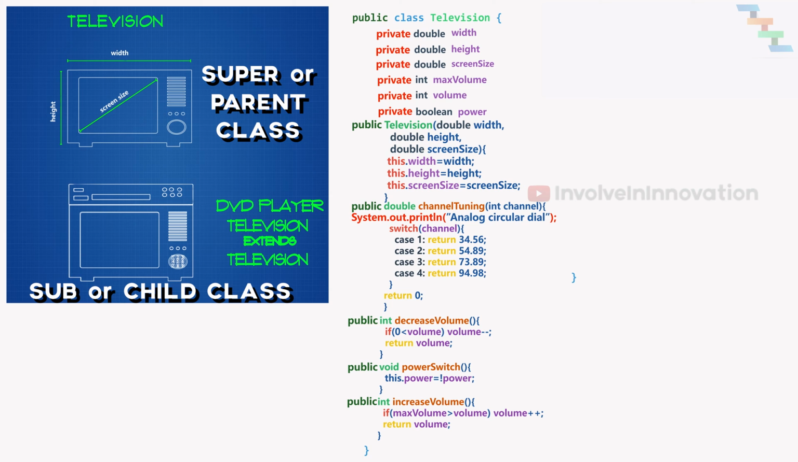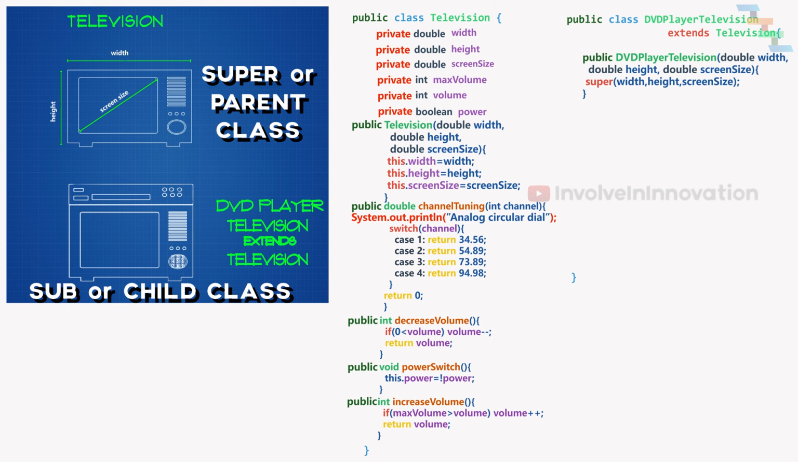First, we will create new class named DVDPlayerTelevision extending television class. Extends is the keyword to extend the class. Then we will write a constructor, and in the constructor we need to point to the parent class constructor. We can do that by using keyword super followed by the parent class constructor parameters. Here we are passing width, height and screen size.